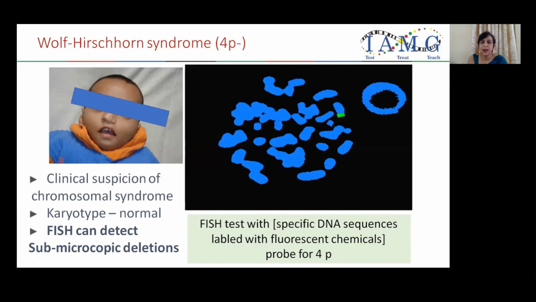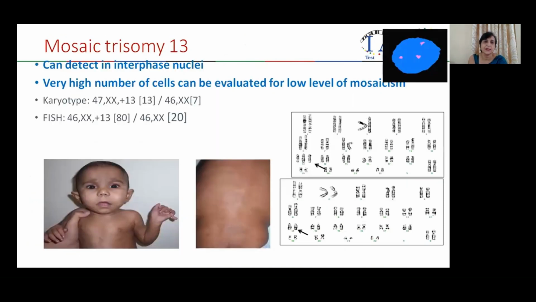However, to use and order the test, one has to have some clinical clue to decide which chromosomal region you are expecting to be deleted. And it may not be able to identify tandem duplications. So the advantage of FISH technology is high resolution: very small abnormalities which cannot be detected by traditional karyotyping can be detected by FISH.